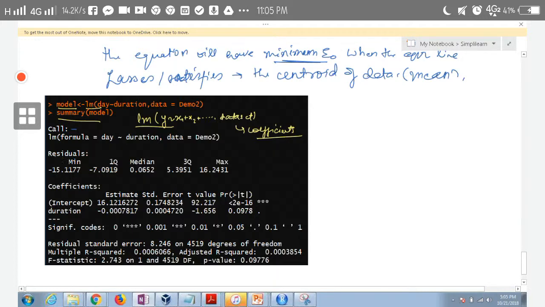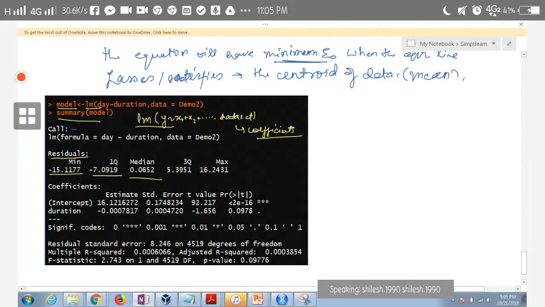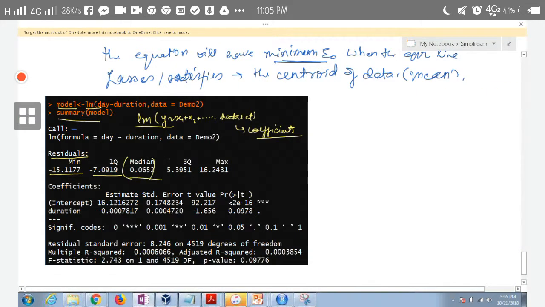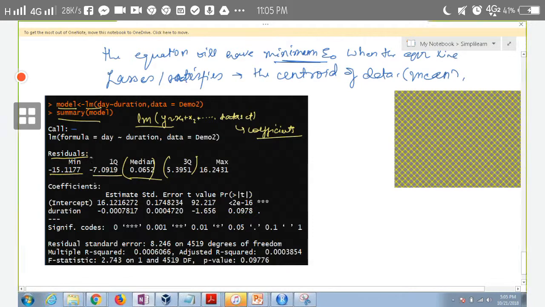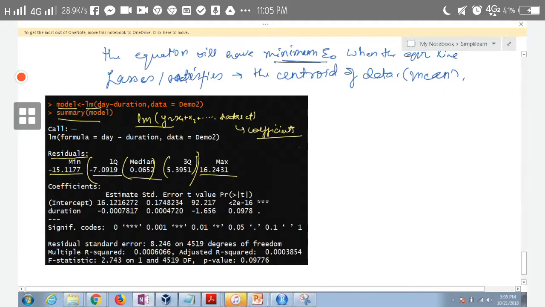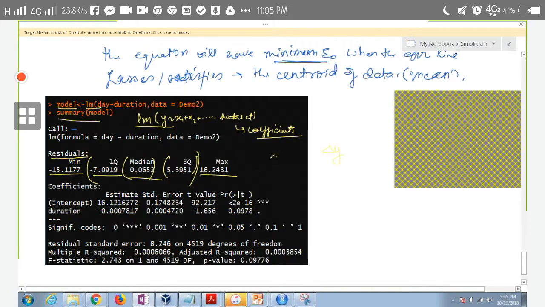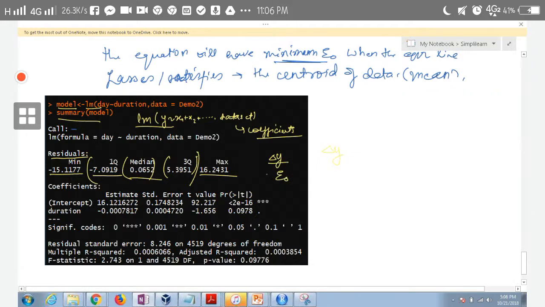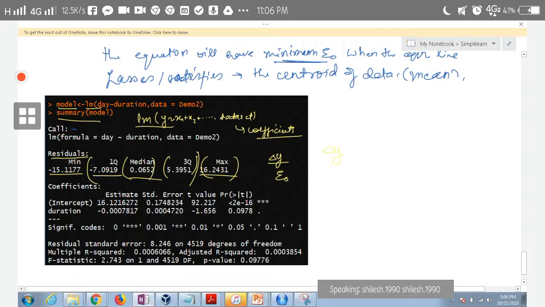So what are the analyses? Residual. What is the minimum residual? -15. What is the first quartile? What is the median? The median of residual is very, very small. Third quartile. So most of the residuals lie between -7 to 5. And the maximum of residual, that is the delta of Y, if you remember, the epsilon. So all the epsilon values are taken into account, and then this max and min is computed out of it.